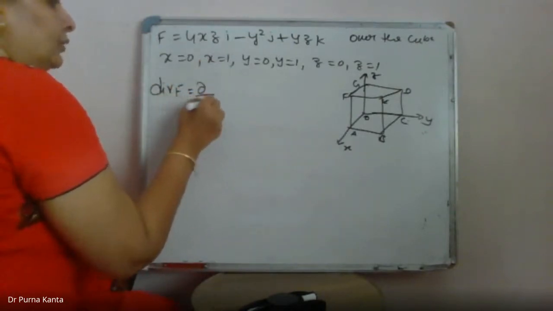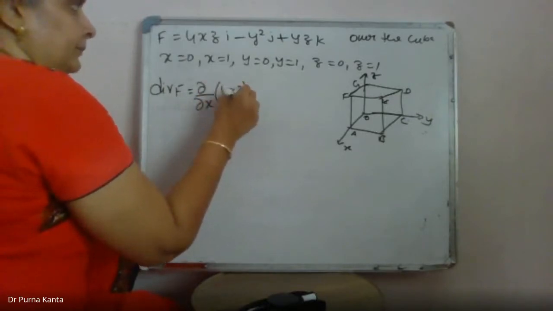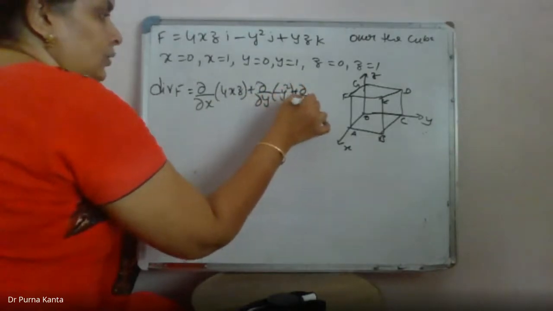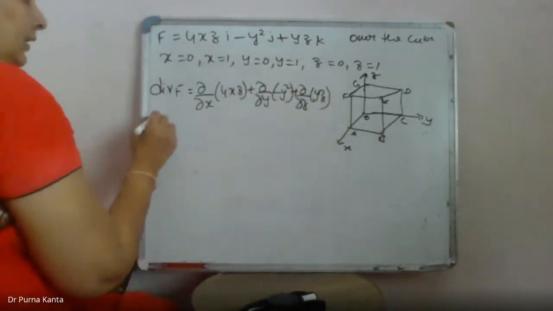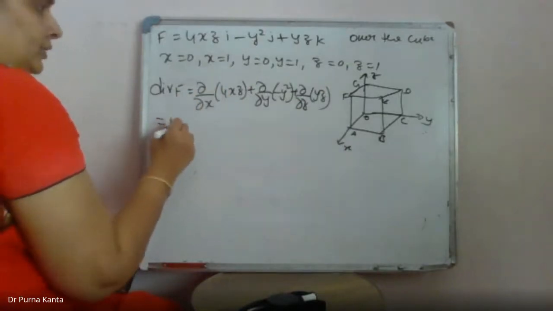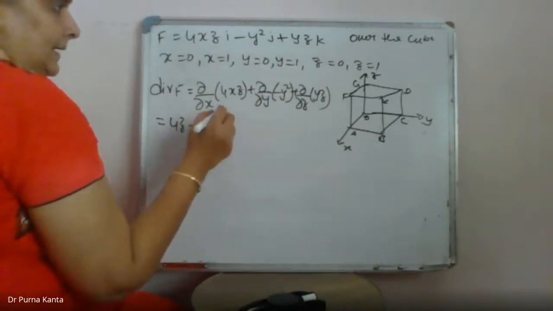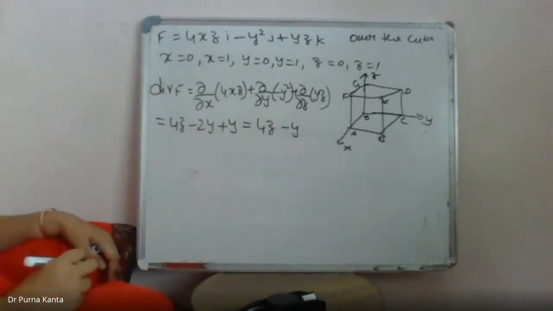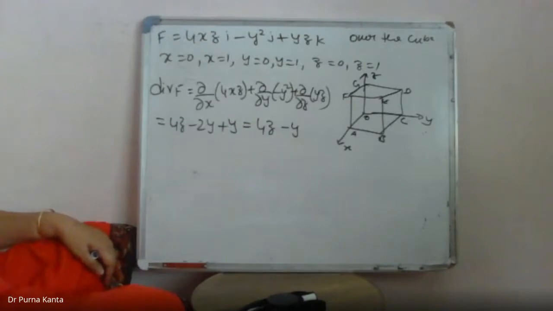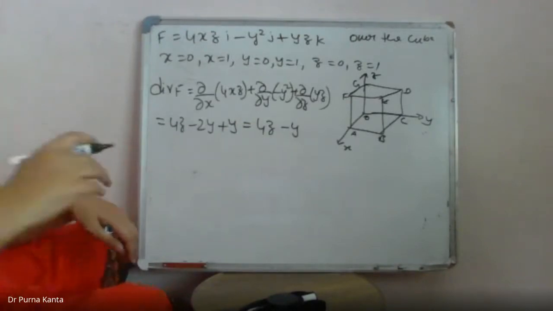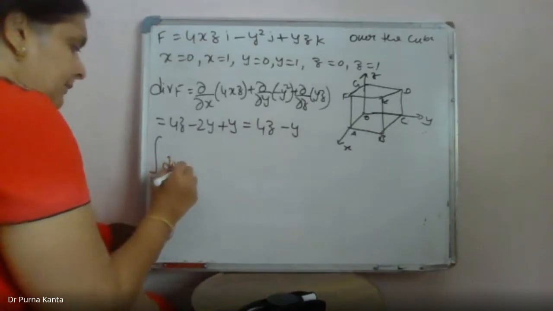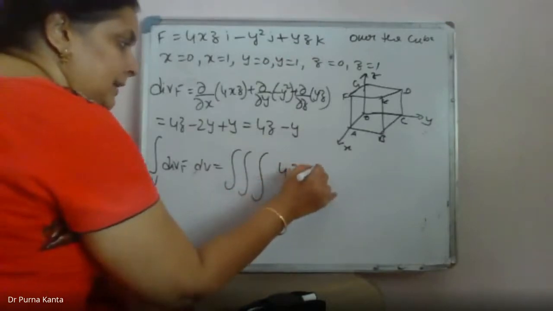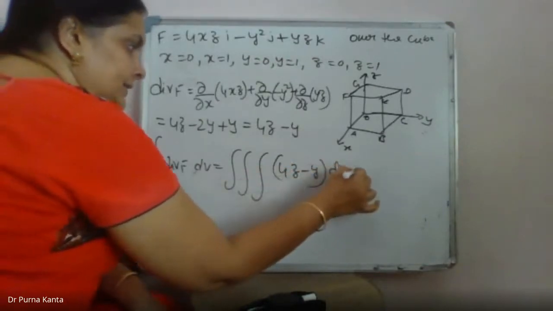What is the div F value? Dou by dou x of 4xz plus dou by dou y of minus y square plus dou by dou z of yz. Dou by dou x of 4xz is 4z, minus 2y, plus y, which is 4z minus y. So we need the integral over V of div F dV, which is the triple integral of 4z minus y dx dy dz.